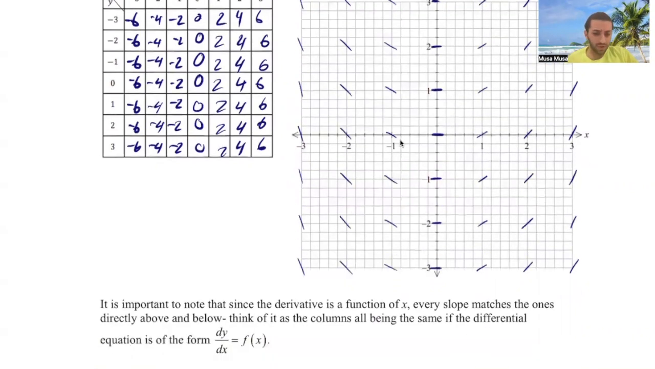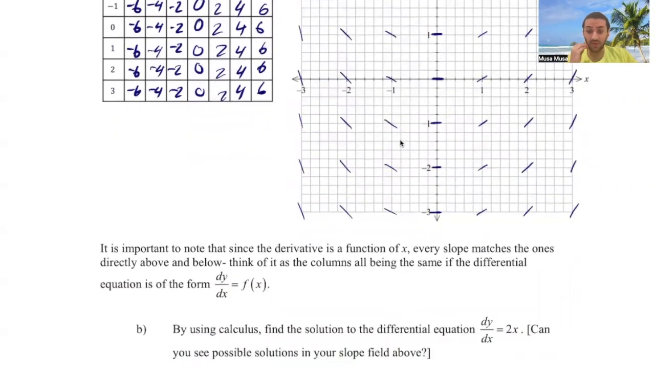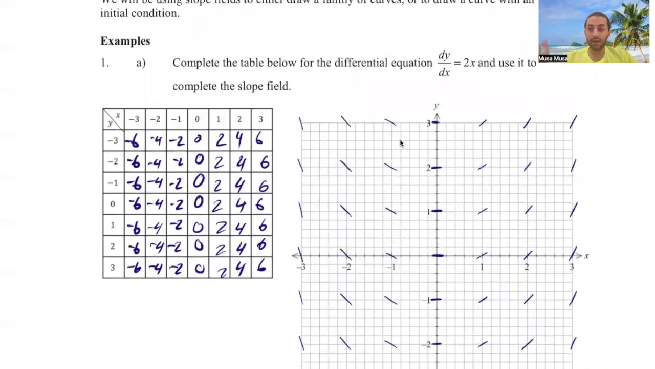What does it say here? Important to note that since the derivative is a function of x, every slope matches the ones directly above and below it. Think of it as columns. Yeah, obviously, because the dy dx is independent of y, going up or down doesn't affect what the derivative is. There will be ones in the future where it will matter. In this case, it doesn't.